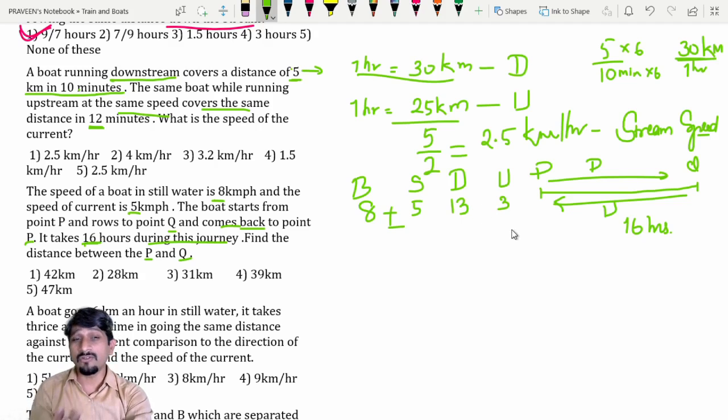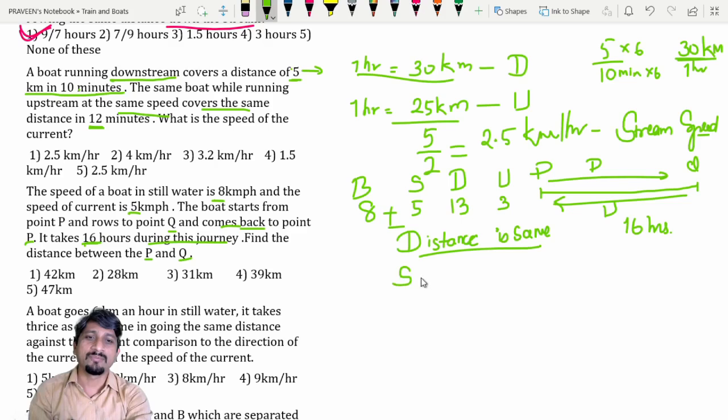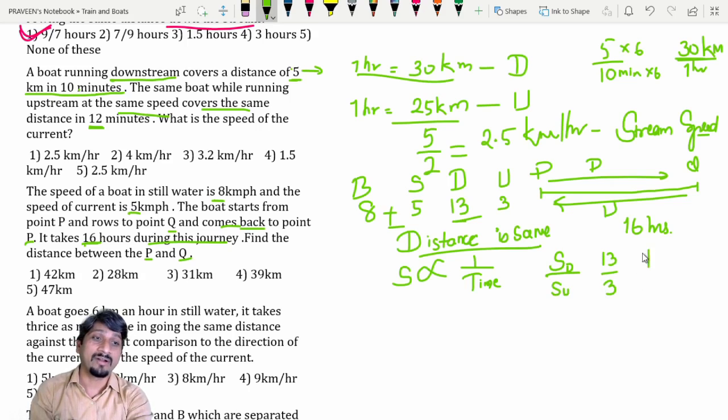Now we can do it in a different way. The distance is same because it is going P to Q, coming back Q to P. If the distance is same, we know speed is indirectly proportional to time. So speed downstream is 13 and speed upstream is 3. So time downstream will be 3 hours and time upstream will be 13, reversed. So these are direct numbers here, not even ratios.